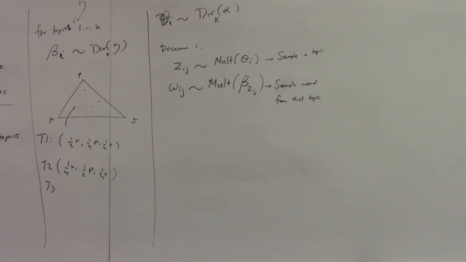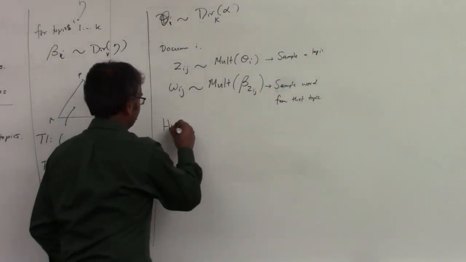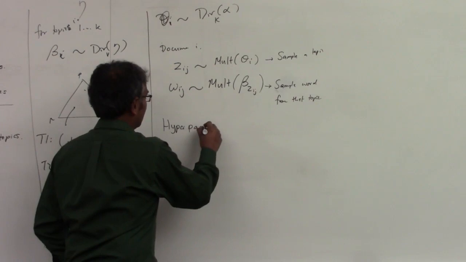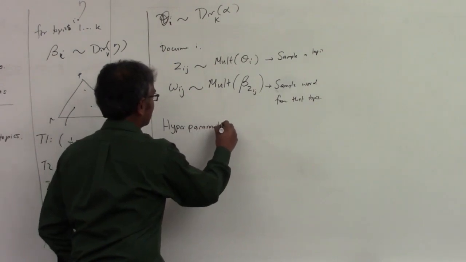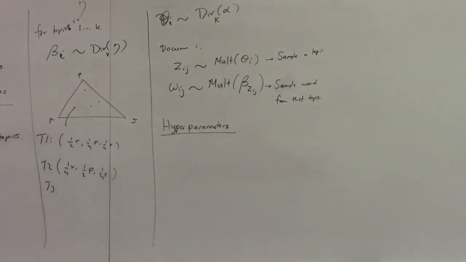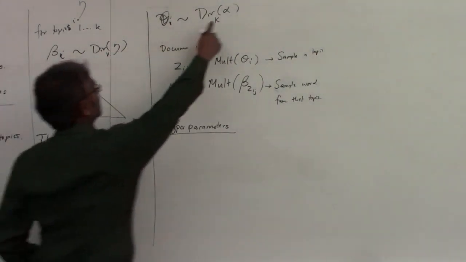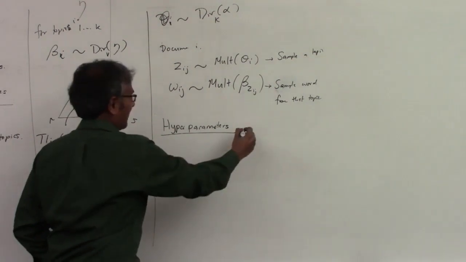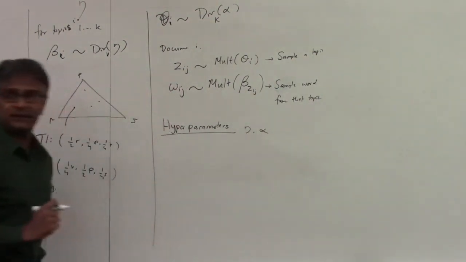So now you can ask yourself, what are the hyperparameters of the system? The hyperparameters are things you usually fix, the top-level knobs that control the entire system. What are the hyperparameters of the system? Of Dirichlet, V of Dirichlet, K. And K. Yeah, so these two numbers. So the hyperparameters are this and this, and K.